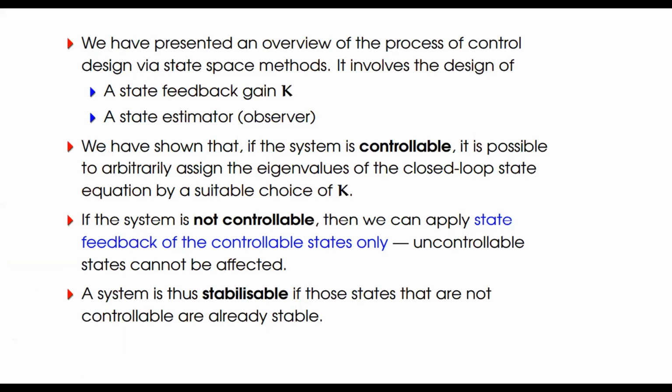So that we have to present an overview of the process of control design for the state space method, that is the pole placement method, by using state feedback gain. Also, we need to check the state estimator, that is called state observer design, that will continue in the next. After this concept, Mr. Naveen will go through this one.